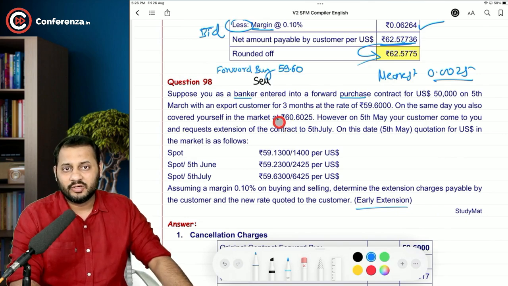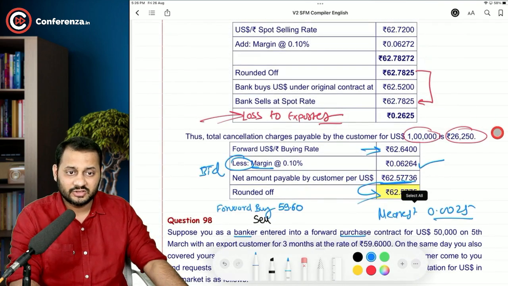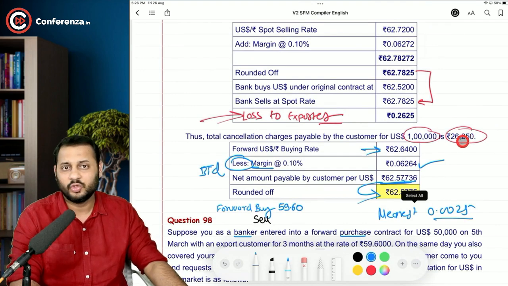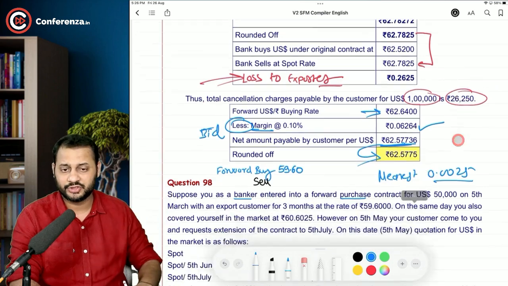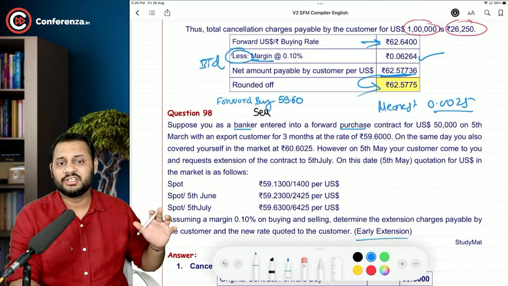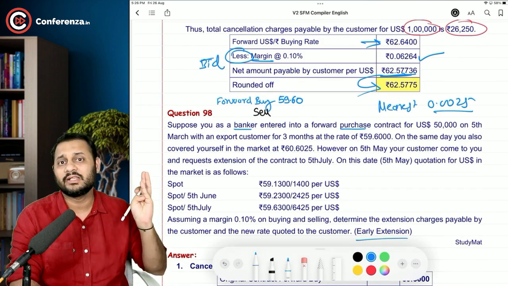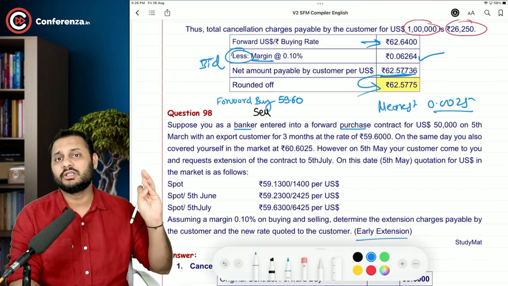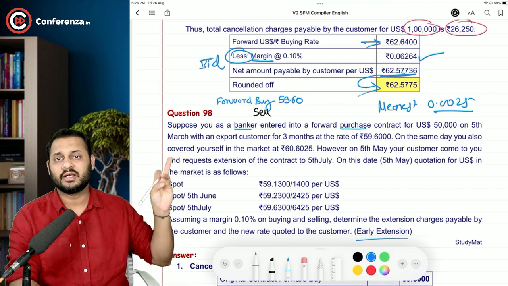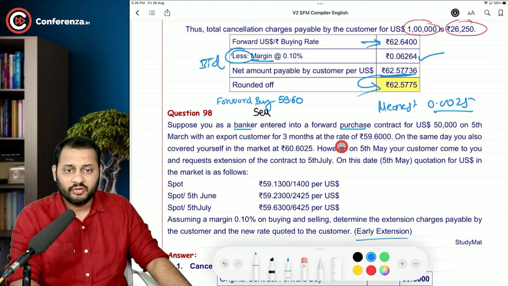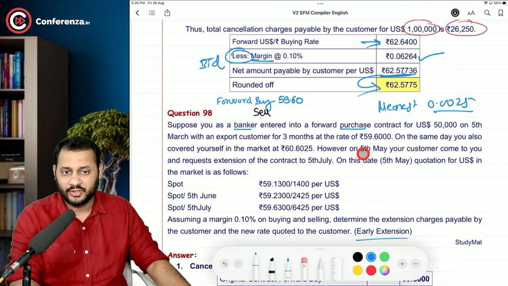See, I already told you, whatever the loss will happen to the bank in the interbank market will be covered under this cancellation charge. Don't worry about it. I will just show you in this question how the cancellation charge taken from the customer includes the profit lost by the bank, loss in the interbank market and everything. However, on 5th May, that means 1 month before the due date.